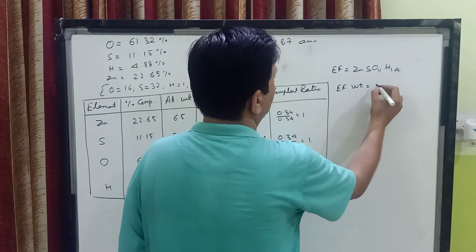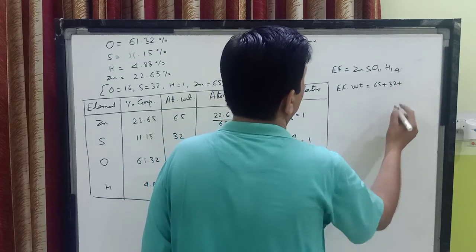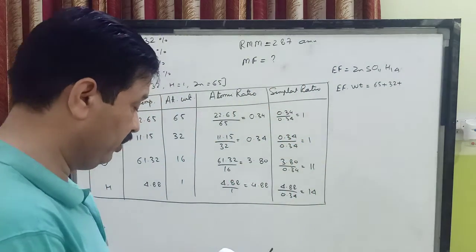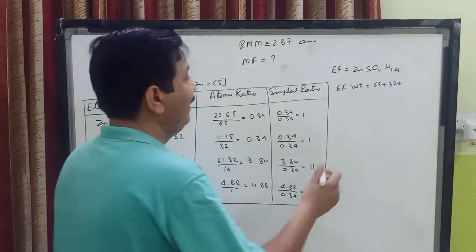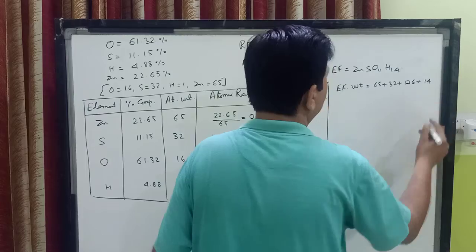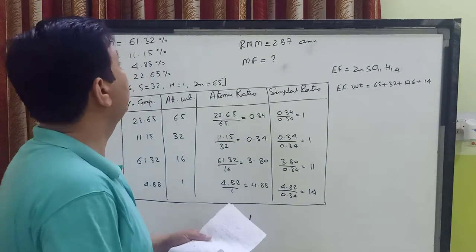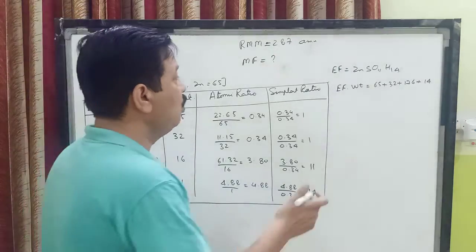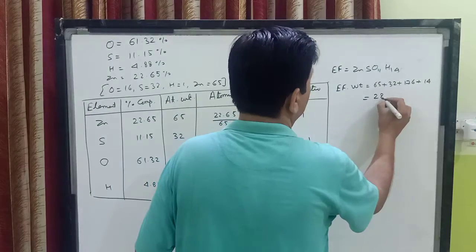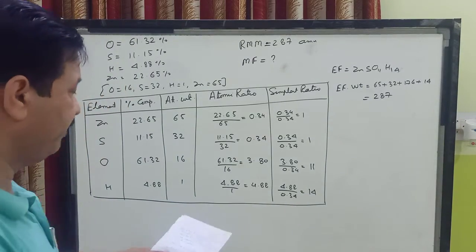So it comes out to be 65 plus 32, 11 atoms of oxygen weigh 176, and plus 14 hydrogen atoms are there, and if you calculate this value, children, it comes out to be 287. So the value comes out to be 287.